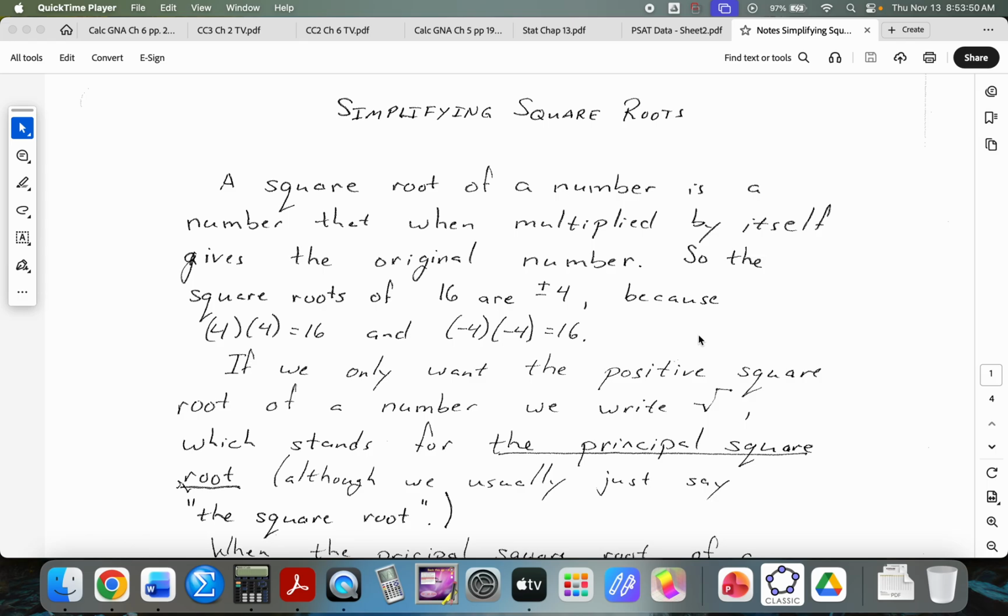Start our last unit for this semester. And this unit will be all about right triangles. Today we're going to talk about a skill that you have to have in order to be able to work with right triangles, and that is simplifying square roots.